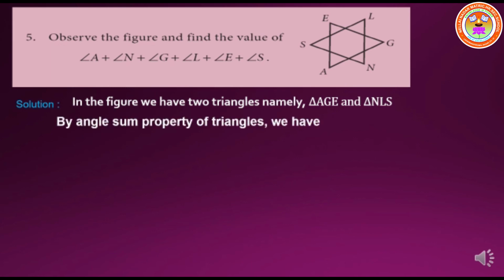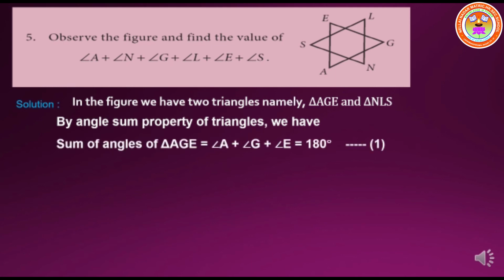Now, by the angle sum property of triangles, we have the sum of the angles of triangle AGE. So for the first triangle, we add all the angles and equate it to 180 degrees using the property. So in triangle AGE, we can write angle A plus angle G plus angle E is equal to 180 degrees. Let me mark this as the first equation.